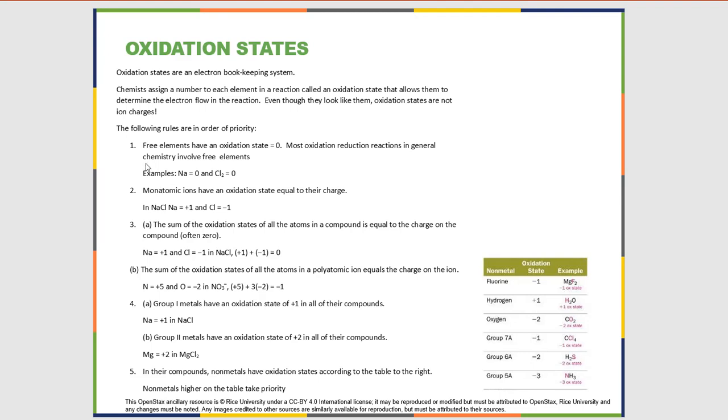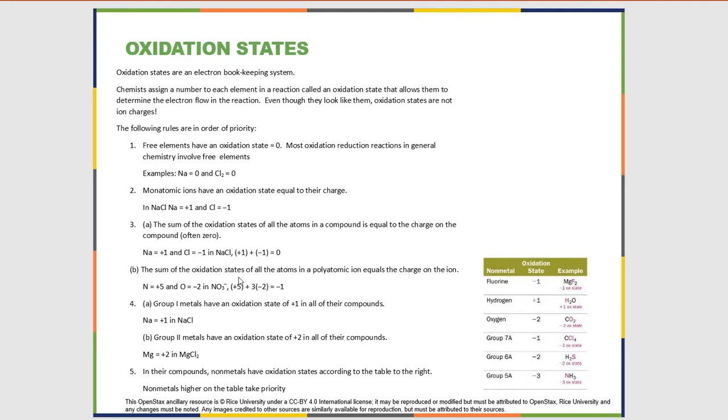The first is free elements have an oxidation state equal to 0. So anything that's an element has an oxidation state of 0, like sodium or chlorine. Monoatomic ions have an oxidation state equal to their charge. So sodium is +1, chloride is -1. The sum of the oxidation states is equal to the charge on the compound, often 0. So sodium is +1, chloride is -1, the total is 0.